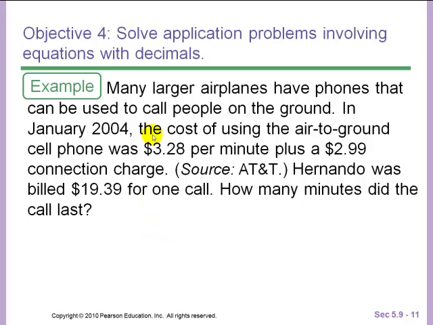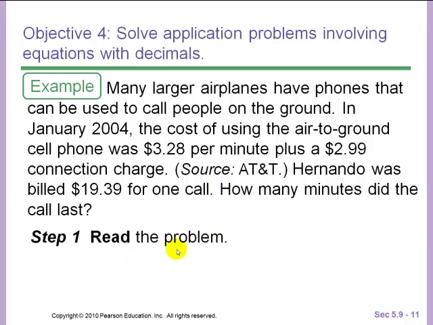Lastly, solving an application problem. Many larger airplanes have phones that can be used to call people on the ground. In January of 2004, the cost of using the air-to-ground cell phone was $3.28 per minute, plus $2.99 connection charge. Hernando was billed $19.39 for one call. How many minutes did the call last?